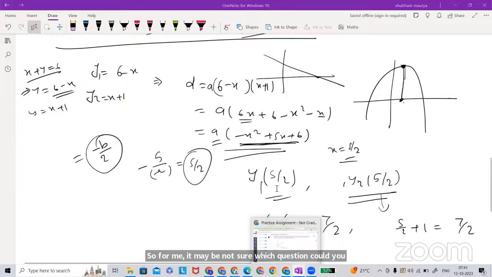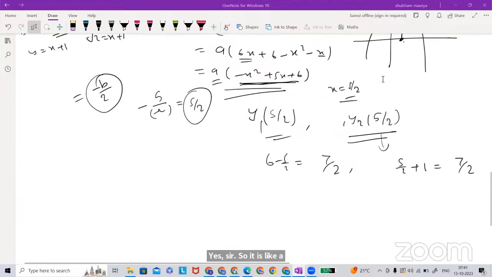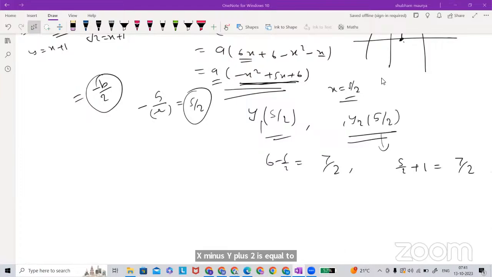The question is: a line L is such that its segment between the lines x minus y plus 2 is equal to 0 and x plus y minus 1 is equal to 0 is divided internally. So what is the first equation? No, sir, it's x minus y plus 2 is equal to 0. Okay. And the second one is x plus y minus 1 is equal to 0.